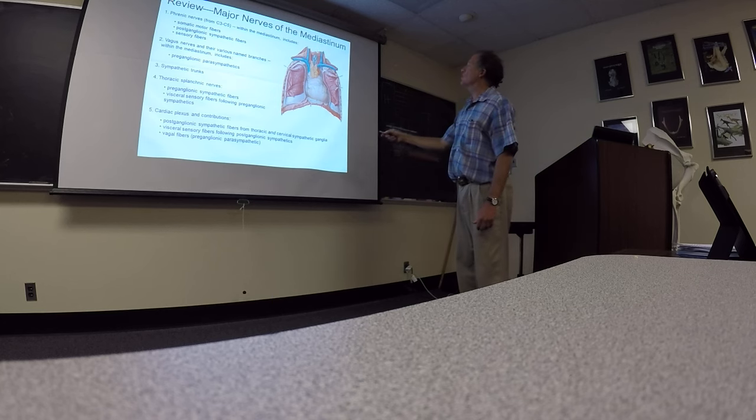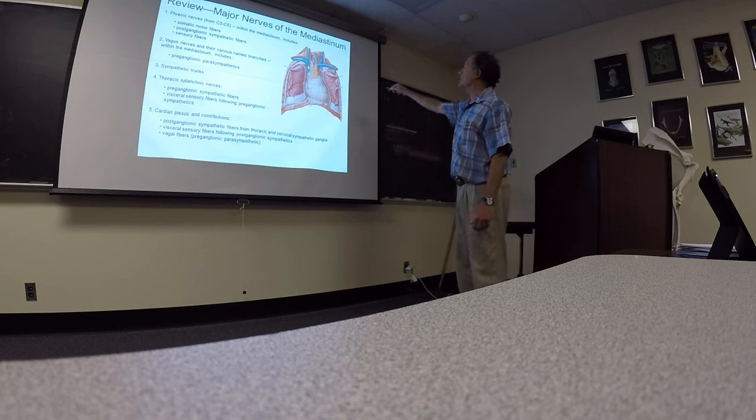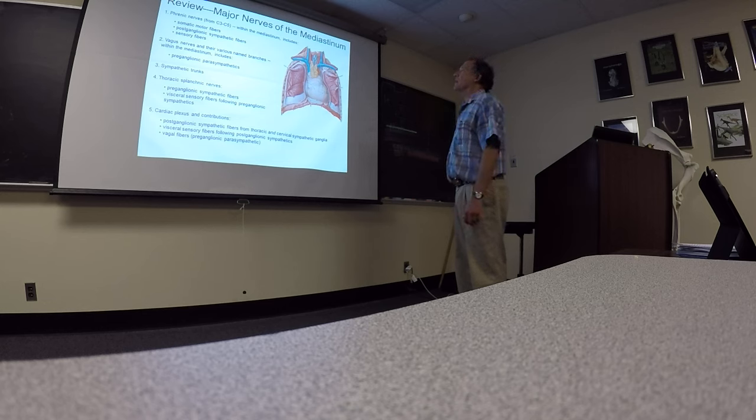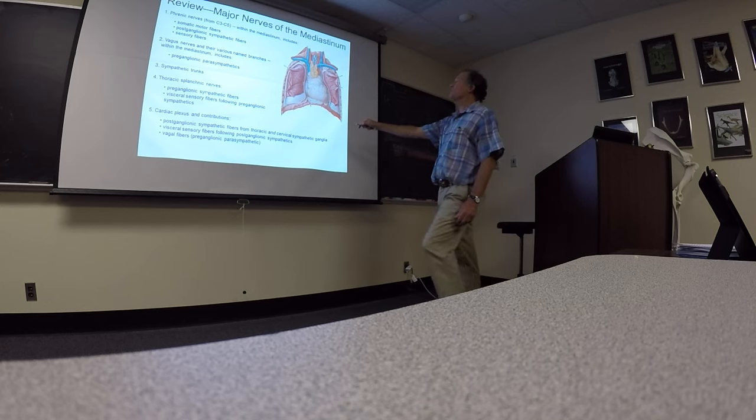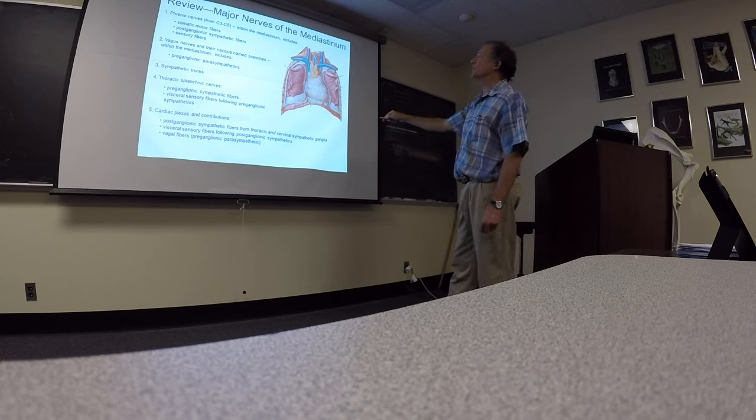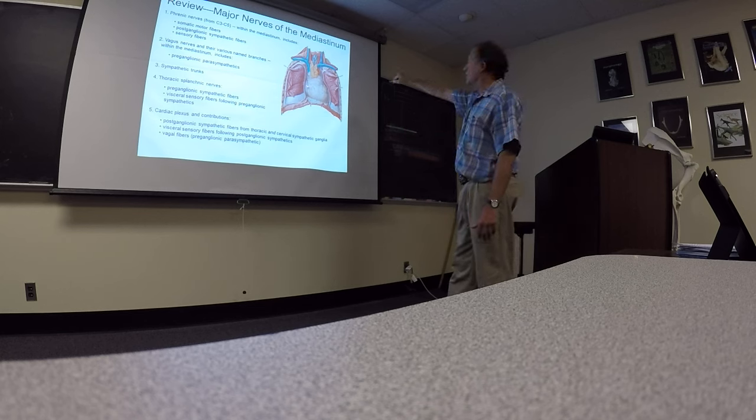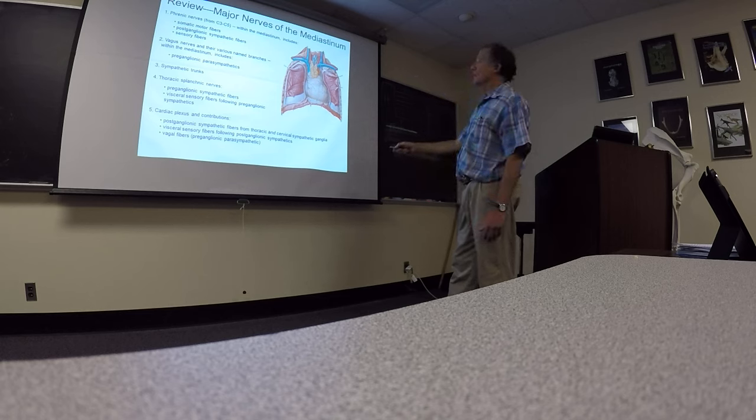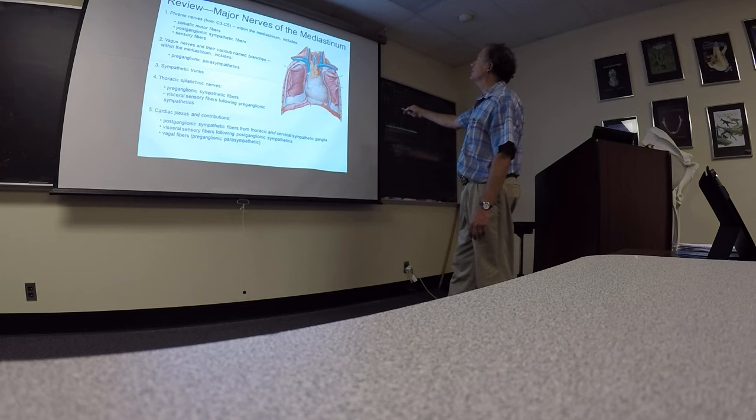You have sympathetic trunks on both sides, lying right against the thoracic vertebrae. Coming off of these sympathetic trunks on both sides are the splanchnic nerves, which are preganglionics, going down to the abdomen. And then we saw there's the cardiac plexus, wrapping around the upper part of the great vessels.